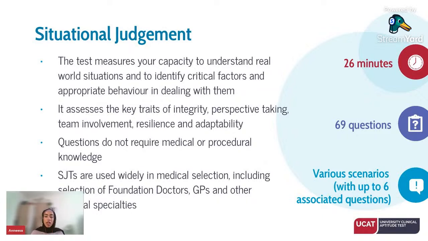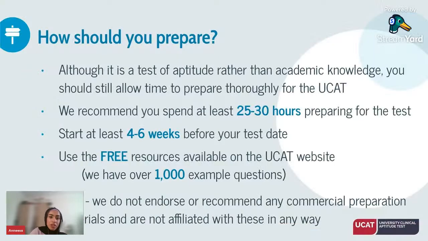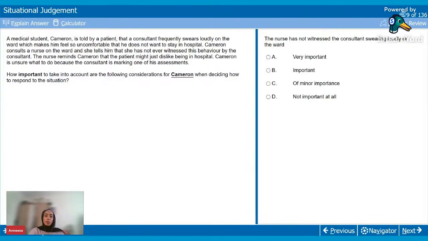Something that helped me was that I read the GMC guidelines, and that gave me an idea of the pattern or the way of thinking in which I can answer the situational judgment questions. So this is an example question. You've got a scenario on the left where you're a medical student, and you have to answer what you would do in that situation and what's important and whether it's not important at all.